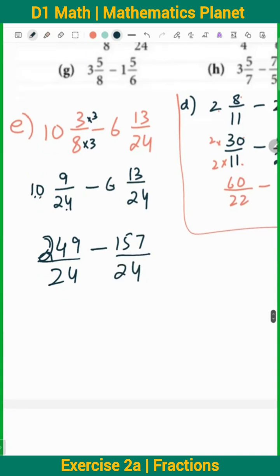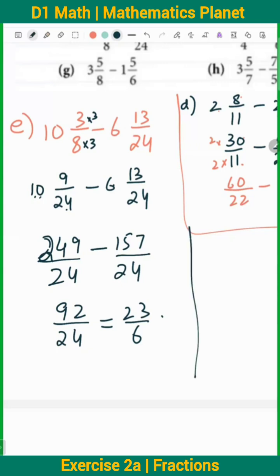Yes, we can do that, but some of the students are getting confused. Okay, Miss, I'm trying to follow the same method. 92 by 24. So now you can divide 92 by 24 and you will get 23 by 6. I think now everyone can understand. Are you all clear? Yes, ma'am. Okay. Now F part.